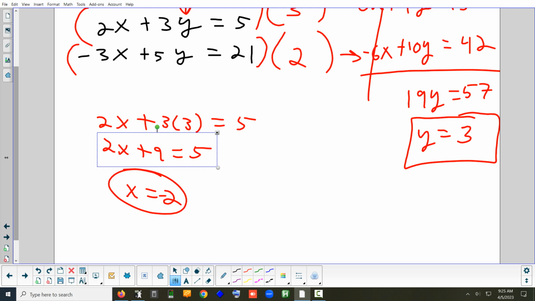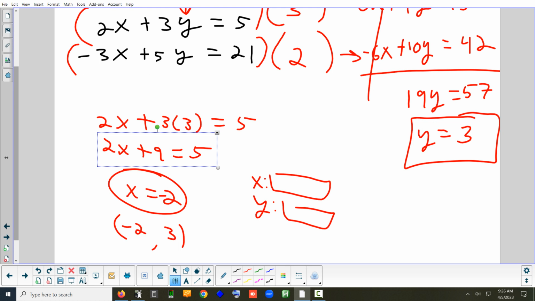When you write your final answer on Elastic, you might set it up so there's a box like this. You just put your X answer in that box and your Y answer in the one below it. Or I might set it up so you write your answer as a coordinate. Either way. Any questions on that?